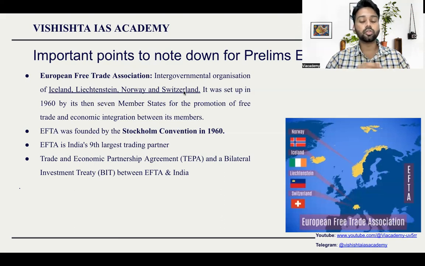So these are all the news items which were in focus today. You can go through them, try to take some extra notes, and try to read the newspaper. It is very important. So that would be all for today.